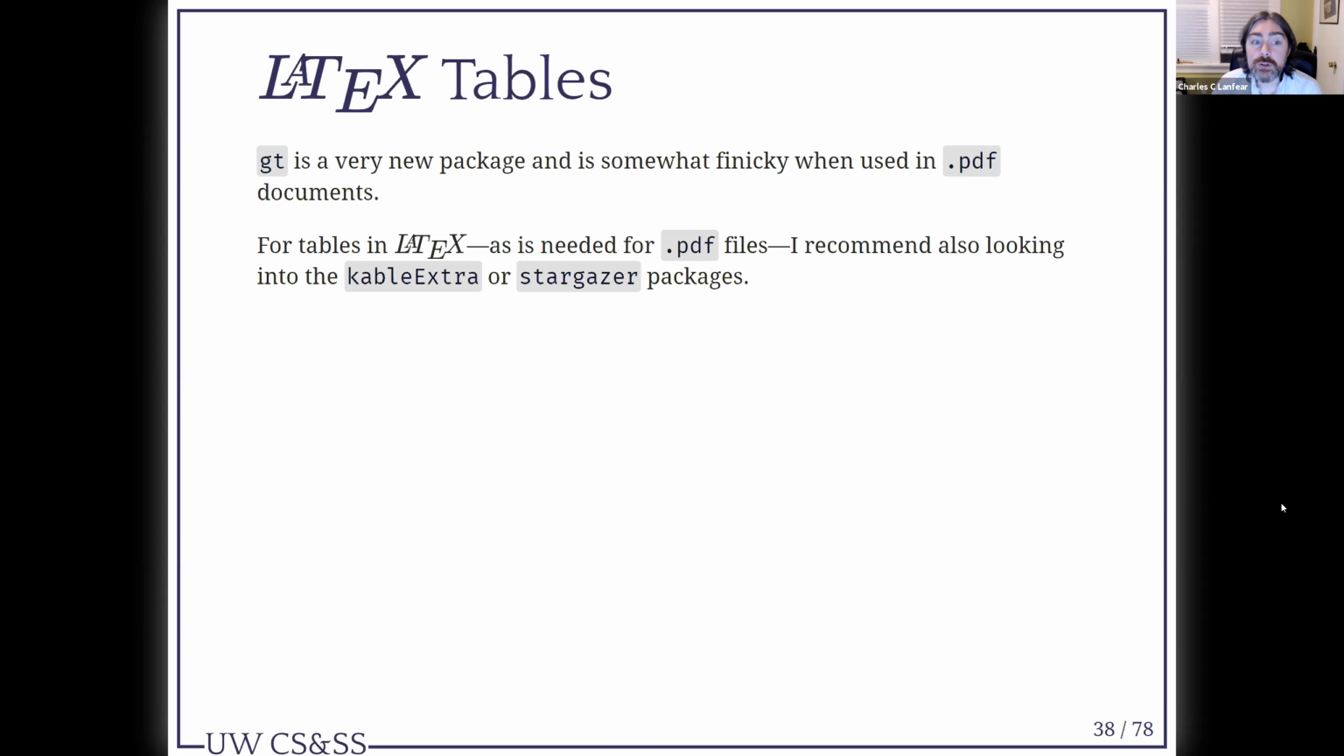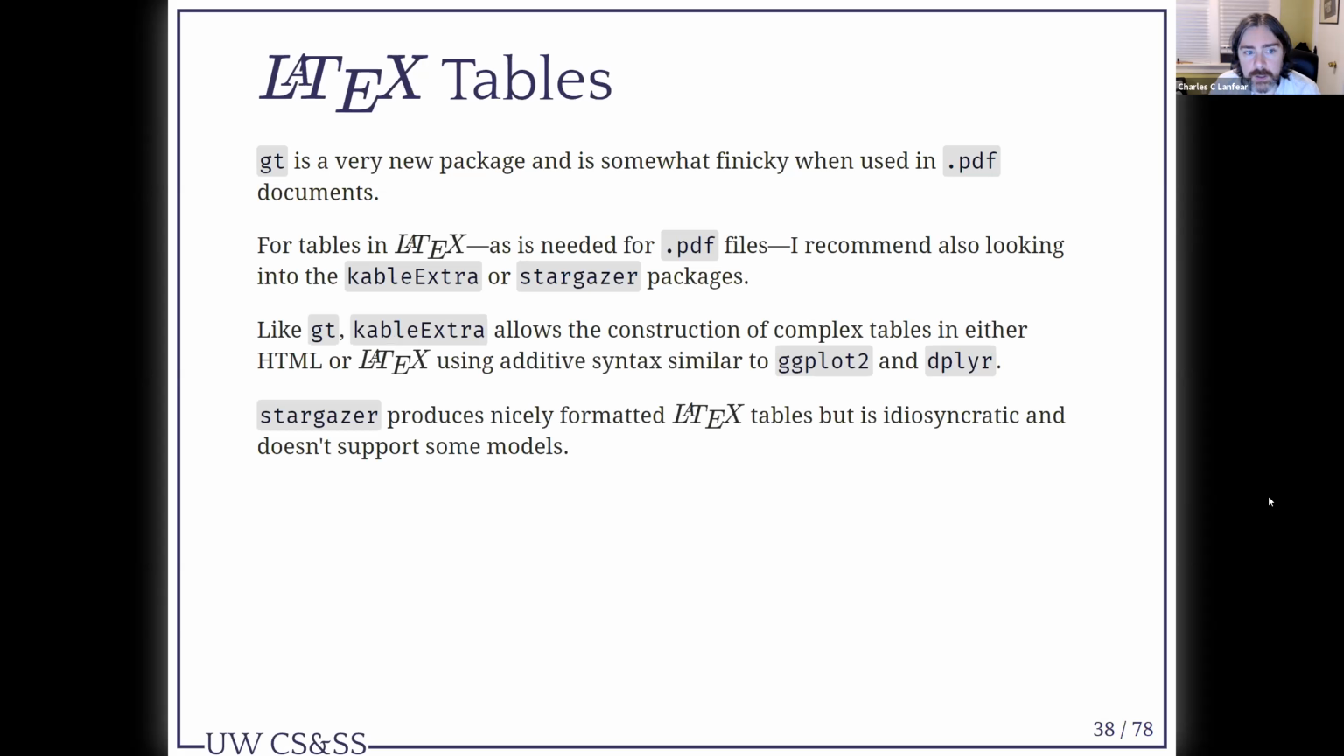Okay, so if you want to produce nice LaTeX tables in your PDF documents, I recommend using kableExtra, or I don't really recommend, but I at least mention it, the stargazer package, okay? So like GT, kableExtra allows construction of tables using a dplyr style piping syntax. The difference is kableExtra puts out nice LaTeX tables. It's a little less flexible in some ways than GT, so I prefer GT most of the time, but kableExtra is very powerful also.